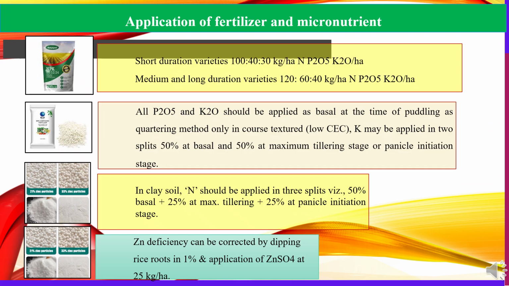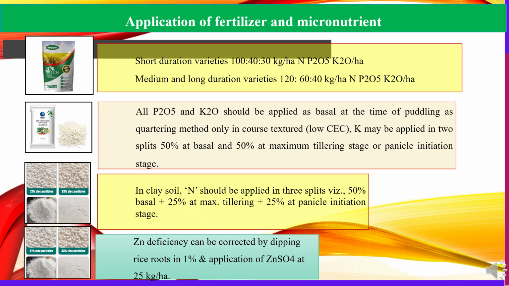Application of fertilizer and micronutrients in lowland paddy. Recommended fertilizer dose. Short duration varieties, 100 kg nitrogen, 40 kg P2O5 and 30 kg K2O per hectare. Medium to long duration varieties, 120 kg nitrogen, 60 kg P2O5 and 40 kg K2O per hectare. Phosphorus, P2O5, and potassium, K2O.